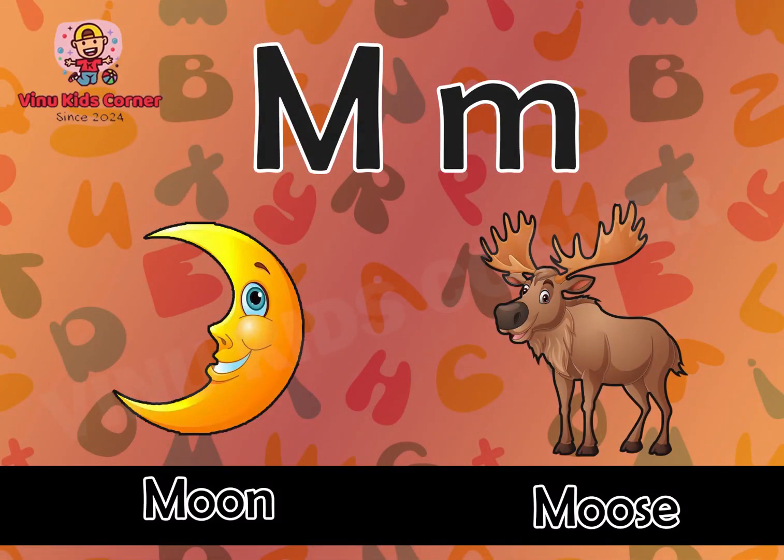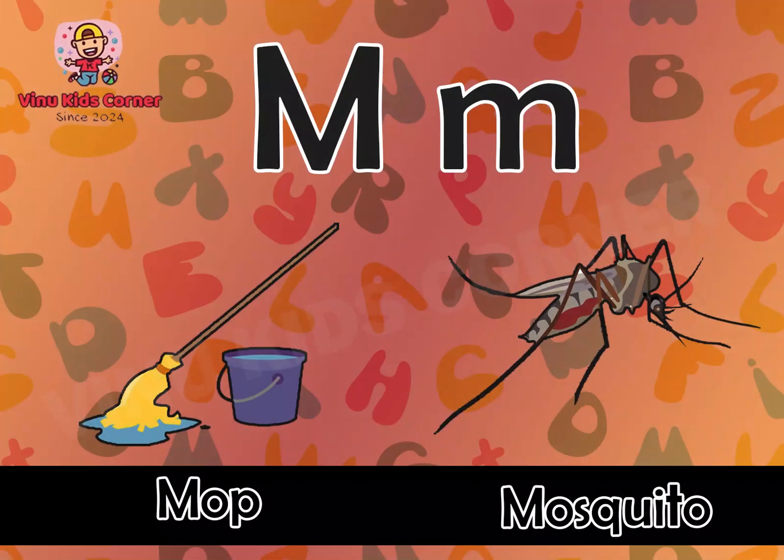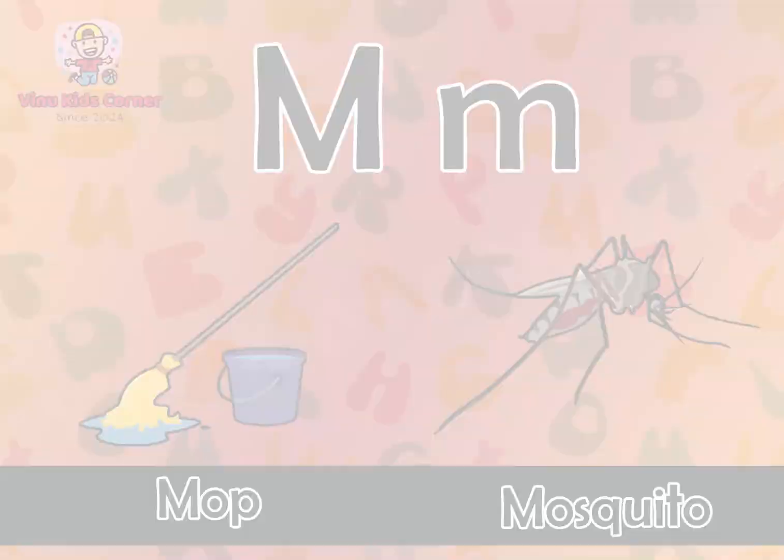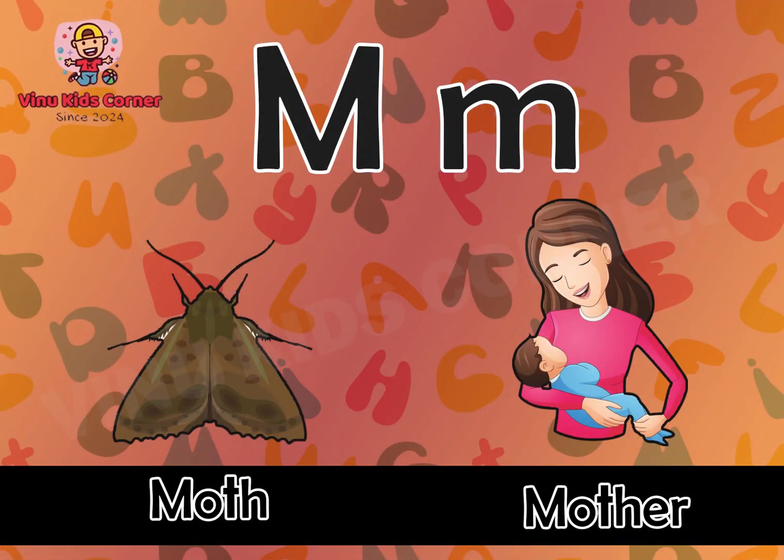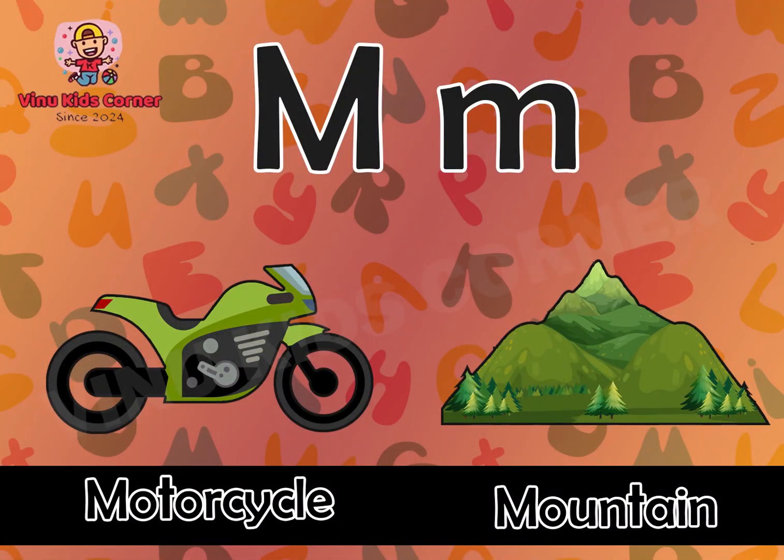M is for moon. M is for moose. M is for mop. M is for mosquito. M is for moth. M is for mother. M is for motorcycle. M is for mountain.